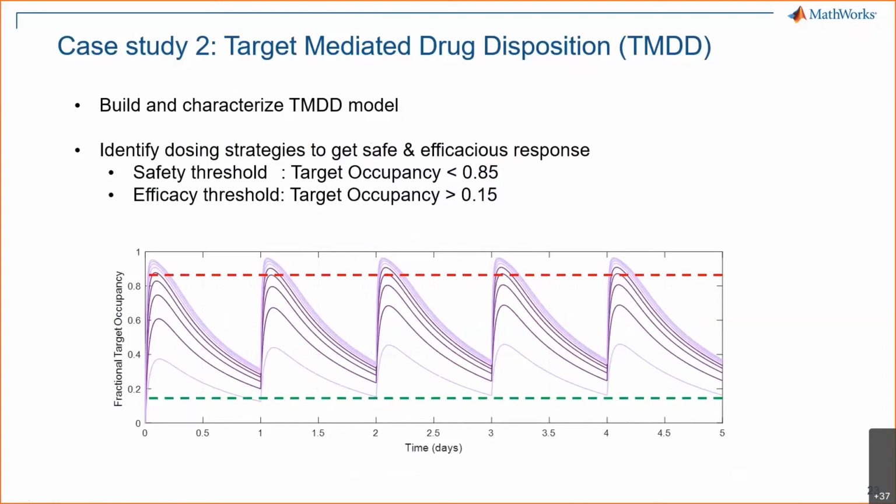So we know we want to give only one dose a day, so that this target occupancy remains between two thresholds. 15%, that is the efficacy threshold, so below that is not efficient. And it has to be below 85%, otherwise we have safety issues. So we're trying to find out this amount. We will simulate different dosing amounts and see what works and what remains between those two thresholds.